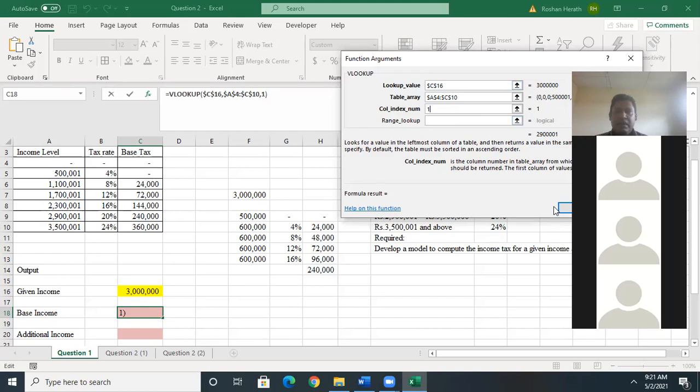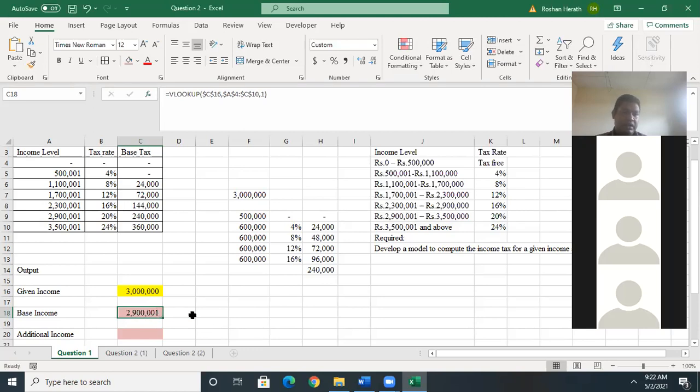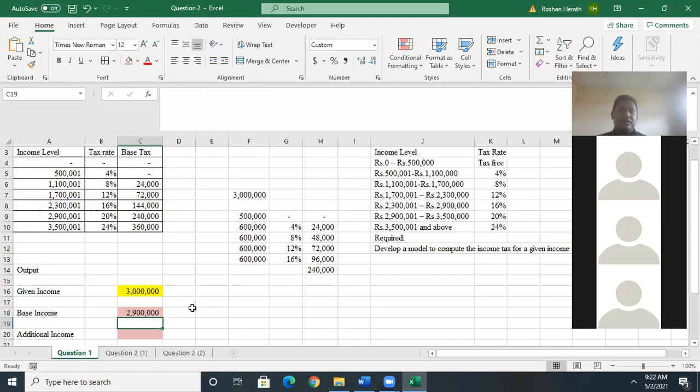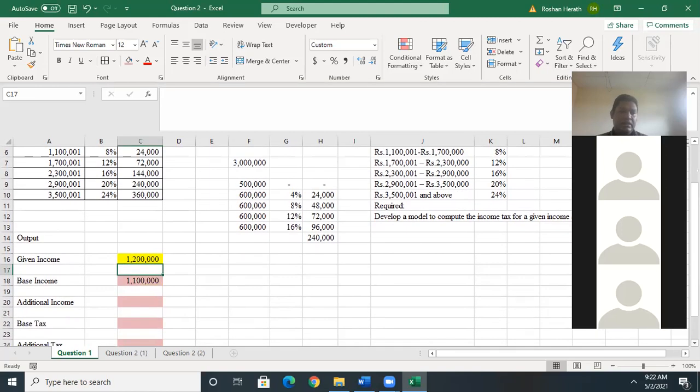But if you keep it like this, you can see that the base income comes as 2.9 million and 1. But it has to be 2.9 million, no? Hence, in order to make it 2.9 million, you can do a simple modification to this formula, take -1 after the formula. Then it is resolved. Now, whatever the income level you put, it works. If you put 600,000, it comes as 500,000. If you take 1.2 million, it comes as 1.1 million. That suggests you have done it very correctly.